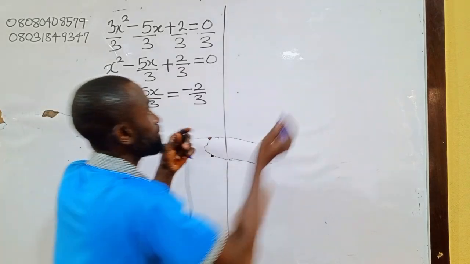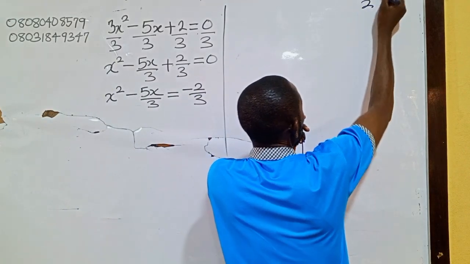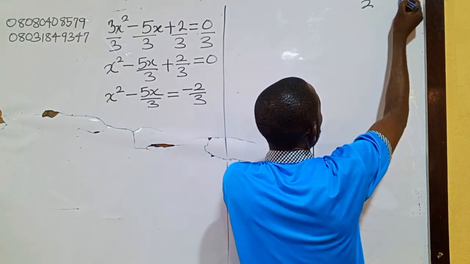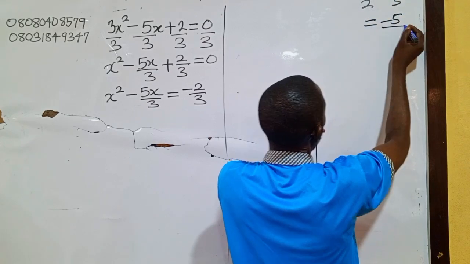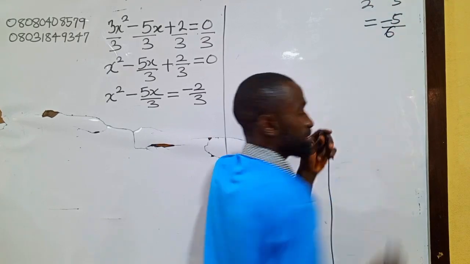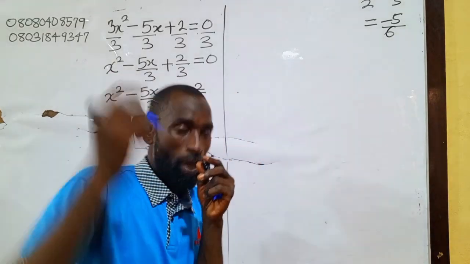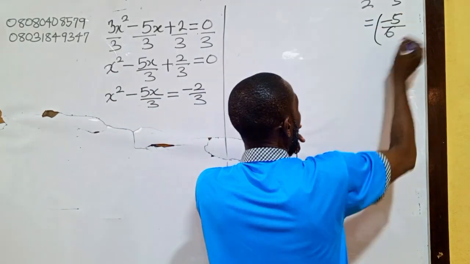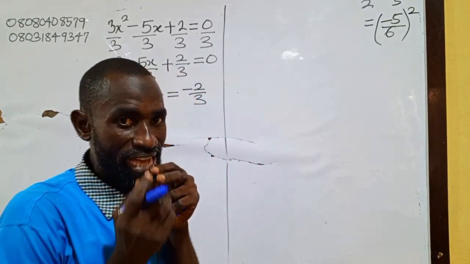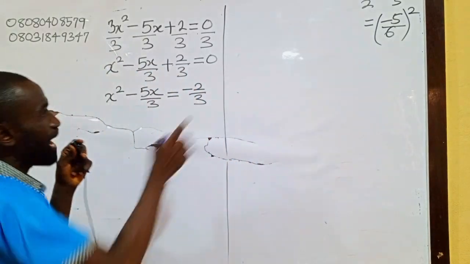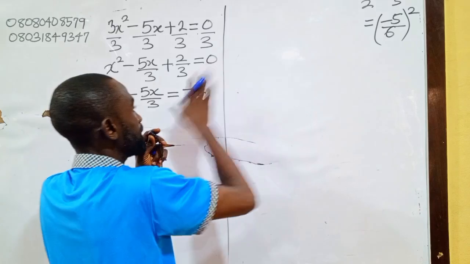Then half of it means what now? Half times minus 5 over 3. 1 times minus 5, that will be minus 5, over 2 times 3 is 6. But we will not stop there. We have to square it. We square it. Add the square of half of the coefficient of x to both sides. So we are adding minus 5 over 6 all squared to both sides.